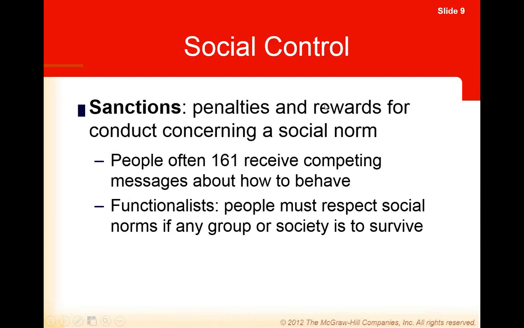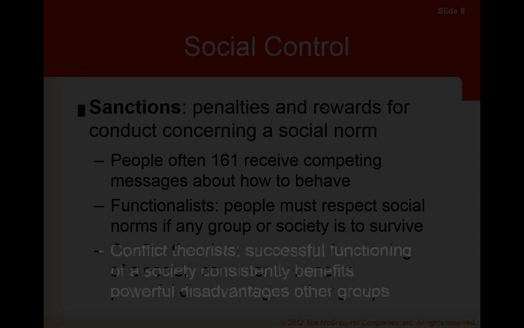Conflict theorists look at it a little bit differently. They believe that the elites use laws to protect their own interests. The powerful in society determine what deviant behavior is, and they define deviant behavior in a way that protects their interests. So successful function of a society consistently benefits the powerful and disadvantages other groups in society.